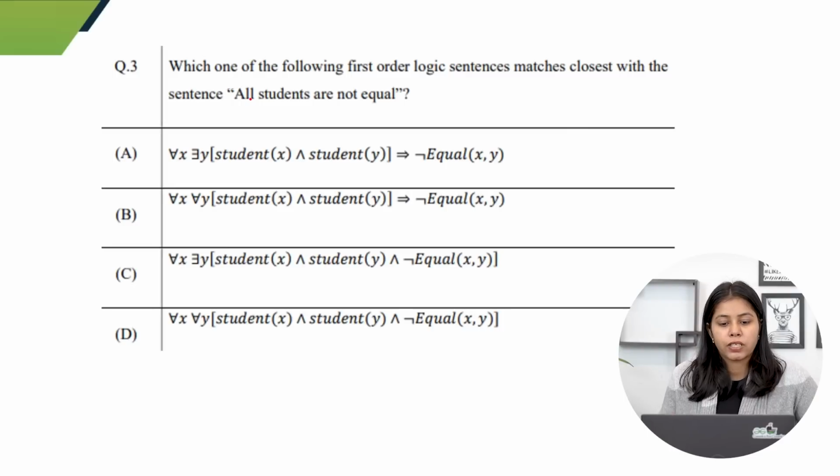Let's go through the next question. It says: which one of the following first order logic sentences matches closest with the given sentence? The sentence given to me is: all students are not equal.